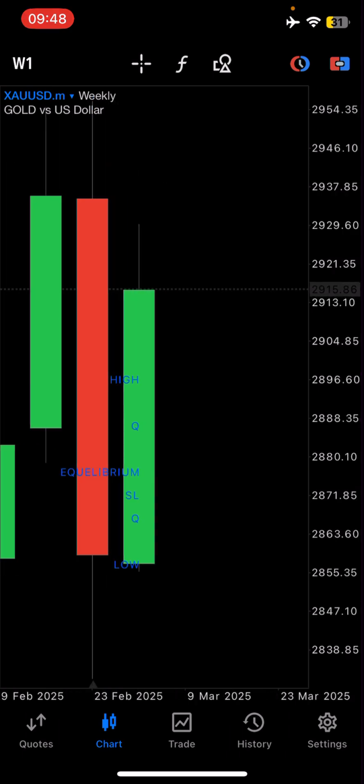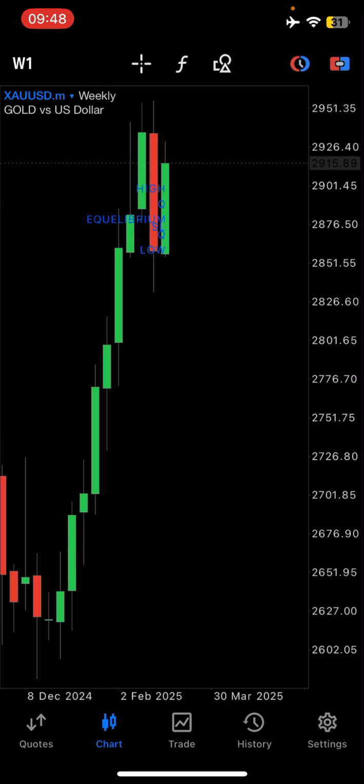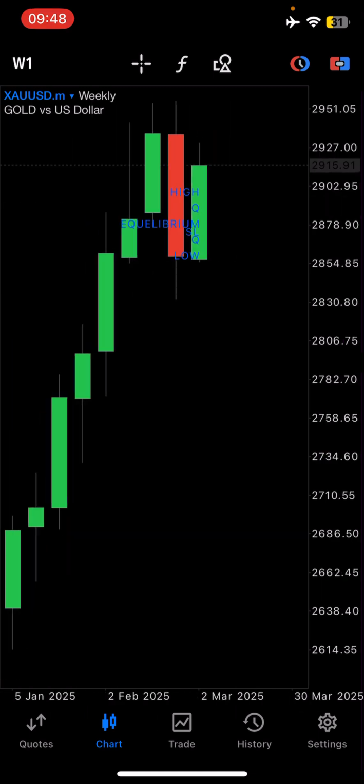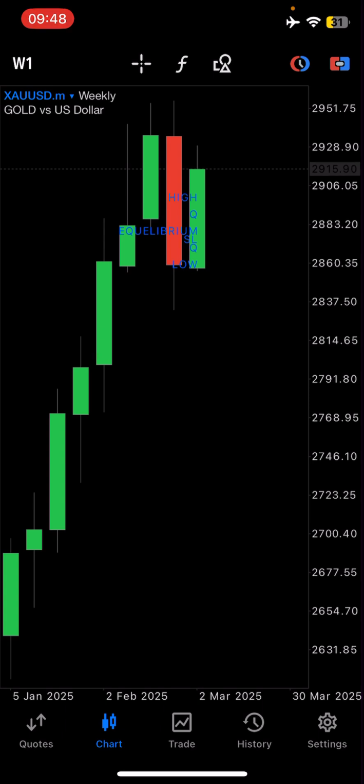So here, as you can see, the weekly time frame is bullish. I'm still bullish on the weekly time frame on gold, and just because there's one huge down candle doesn't mean that the market is going to reverse, and I am still bullish on gold. So you go into the market looking for what?